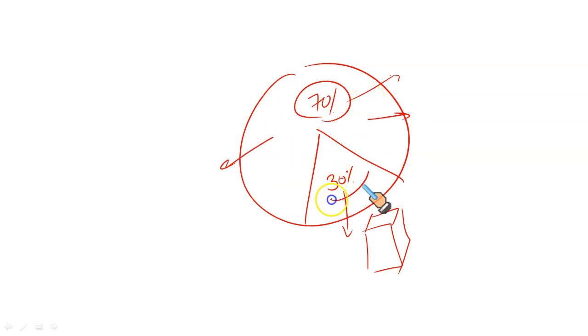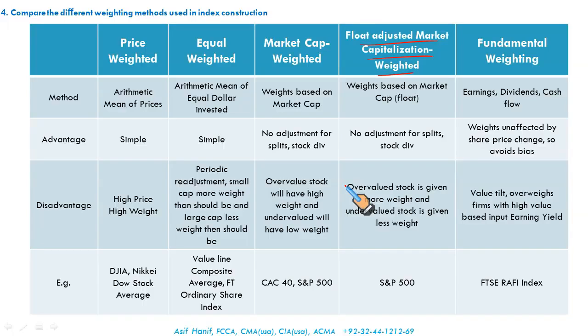Since these 30% of shares are technically blocked and not being traded actively in the market, they should not be included in the calculation of index composition or index value. So we will take only those shares that are in the public domain, available to the investing public. These stocks may be held by investors who don't want to sell, or by governments or institutional investors. This is what is used as the basis of a float adjusted market capitalization weighted index.